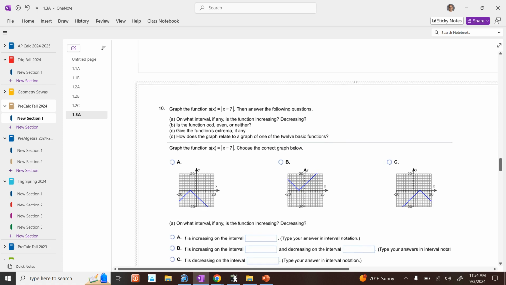We'll talk about 1.3b a little later after lunch. And there we go. We are second bell today. Sorry for the downer, but we're second bell.